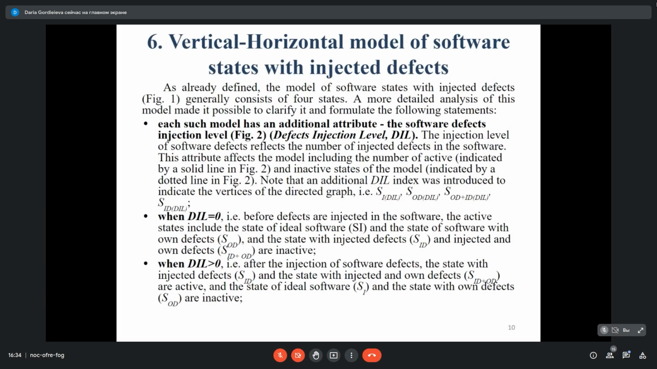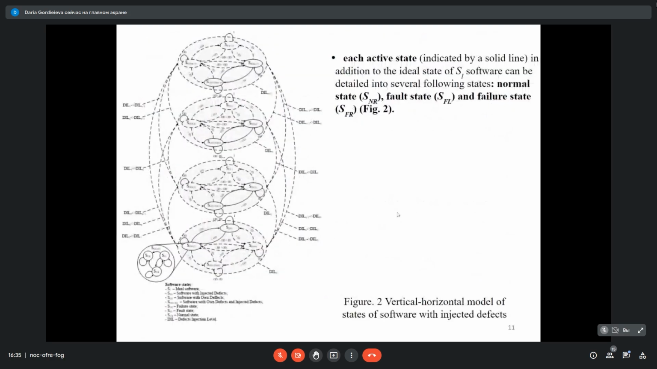Note that an additional index was introduced to indicate the vertical of the directed graph. When this index equals 0, before defects are injected in the software, the active states include the state of ideal software and the state of software with own defects. The state with injected defects and the state with injected and own defects are inactive. When this index is bigger than 0, after the injection of software defects, the state with injected defects and the state with injected and own defects are active, but the state of ideal software and the state with own defects are inactive.